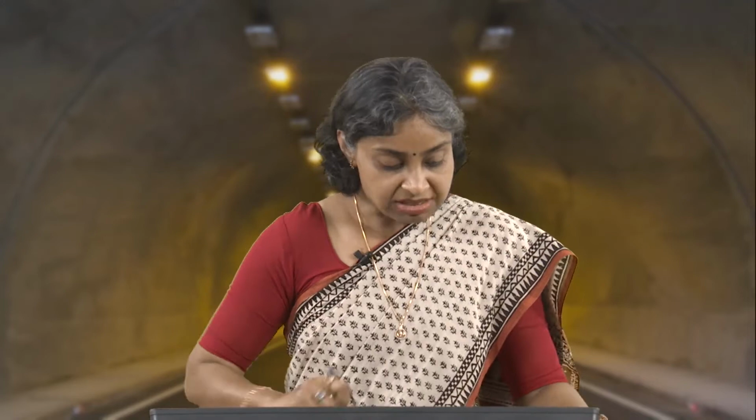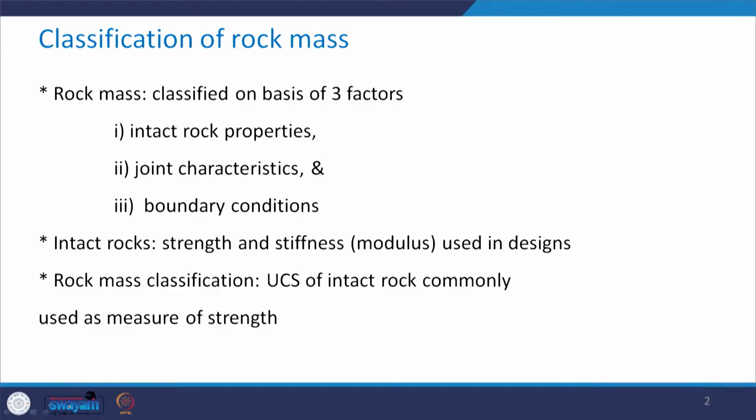Everyone. In the previous class, we discussed the classification of intact rock, and I also introduced you to the concept of RQD, rock quality designation. So, today we will start our discussion on the classification of rock mass. Now, I have already told you the difference between rocks and rock masses: when the rocks have joints or discontinuities, as a whole we call that a rock mass. So, let us take a look at how these rock masses are classified.